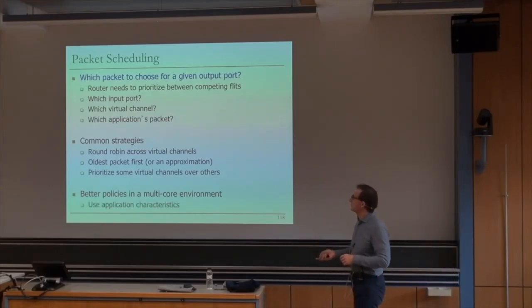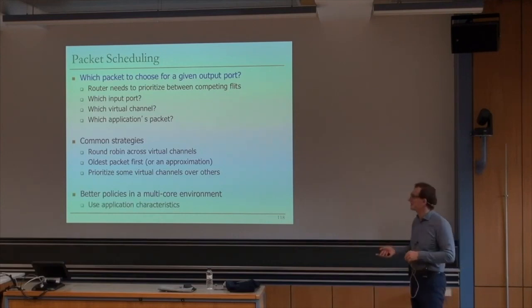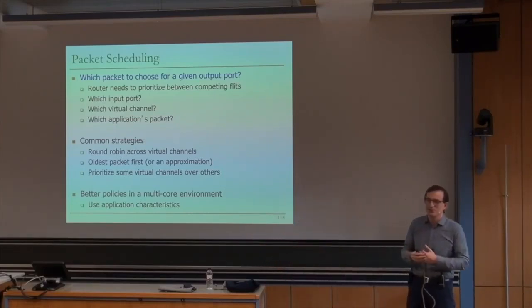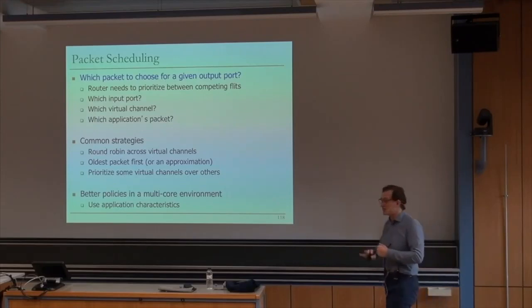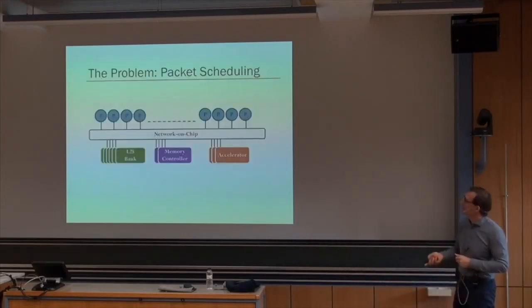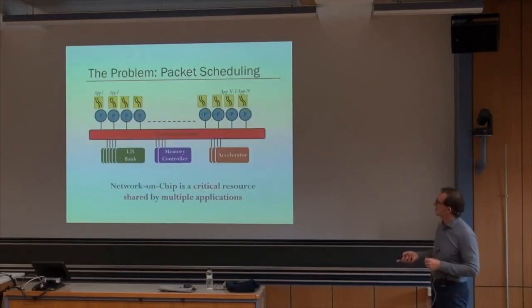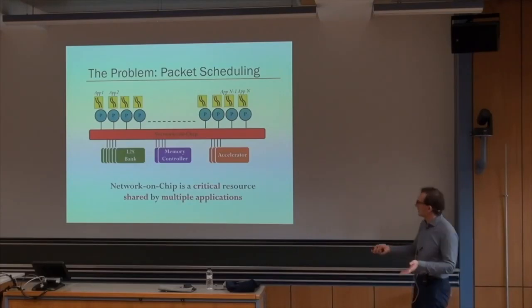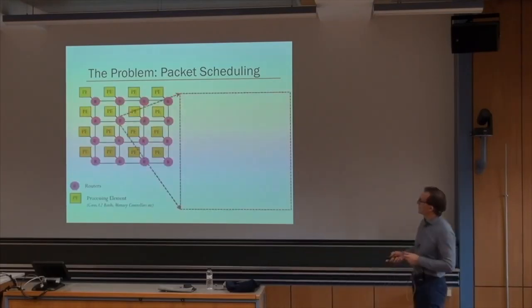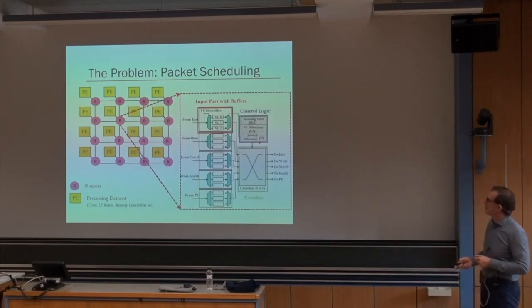So we want basically better policies in a multi-core environment in general, because we know about applications better, right? This is actually true for large-scale networks, like data center networks also. If you want to input your application knowledge into the design of the system, you want to prioritize. But we're going to look at the multi-core example. So basically, the problem is you have different applications sharing a network on chip, very similar to how they were sharing a cache and a memory controller. And which packets do you schedule first?